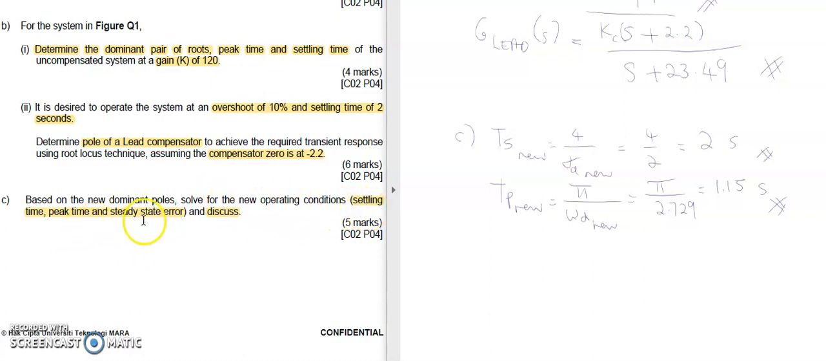The next one, based on the new dominant poles, so for the new operating conditions: setting time, peak time, and steady state error. You know that the new setting time is 2. And next, you can calculate your peak time based on the new dominant pair of roots using the new omega D. So this is the new peak time.